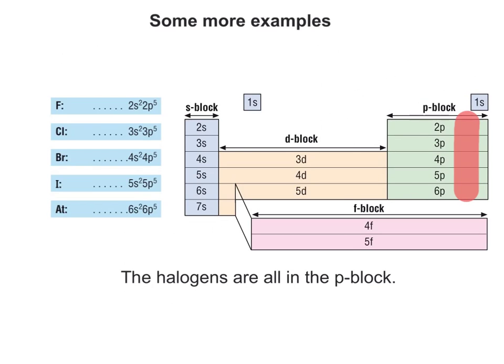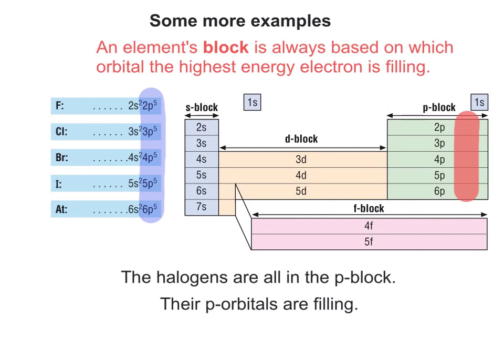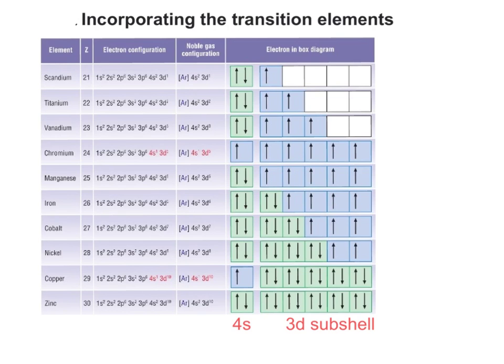It should now be pretty obvious that if we look at the halogens, they're all in the p block. That's because their p orbitals are being filled, which I've now highlighted. So to reiterate, an element's block is always based on which orbital the highest energy electron is filling. These examples just include the 4s and the 3d subshell to show the order of filling.